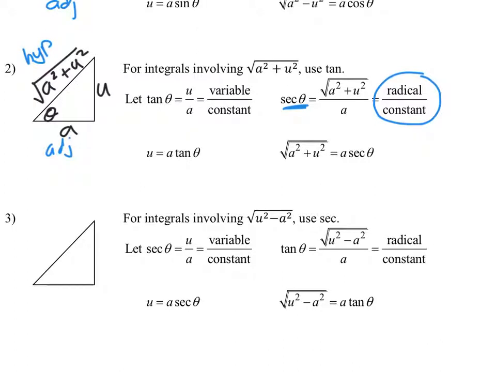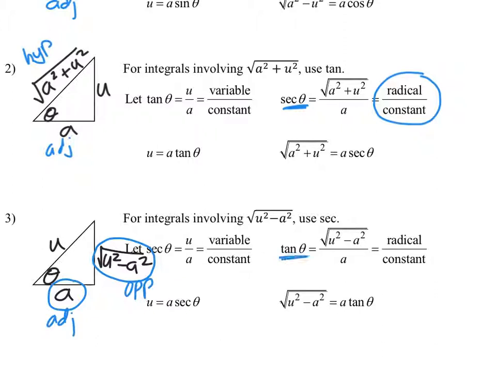And the last really unique way of doing it would be to let the hypotenuse be the variable part and the adjacent side be the constant part, in which case your opposite side would be the square root of u squared minus a squared. If I divide the radical by the constant, it's the opposite side divided by the adjacent side. Opposite over adjacent is equal to tangent.